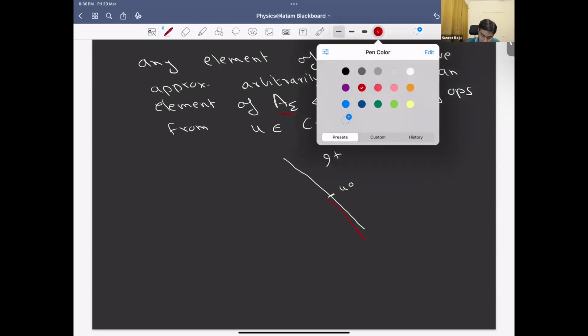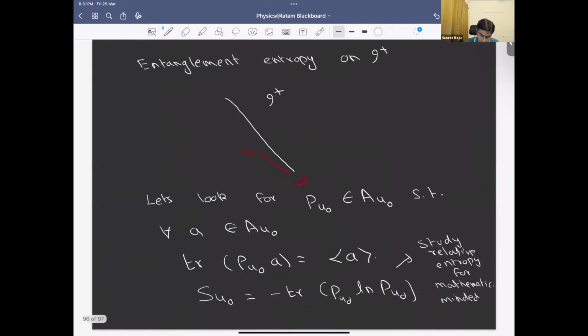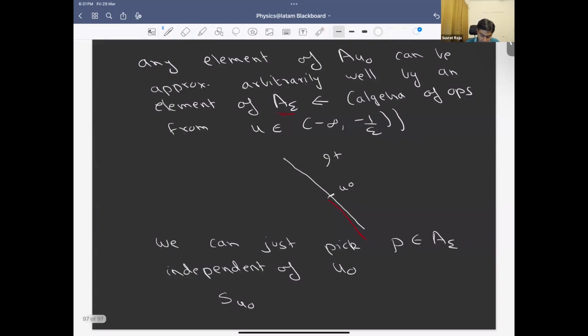What does this mean? We can just pick independent of u0. What does this mean? This tells you that S of U0, remember this is the formula for S of U0, is independent of U0, and therefore d by dU0 of S of U0 is equal to 0. Okay. Well, what does that say?